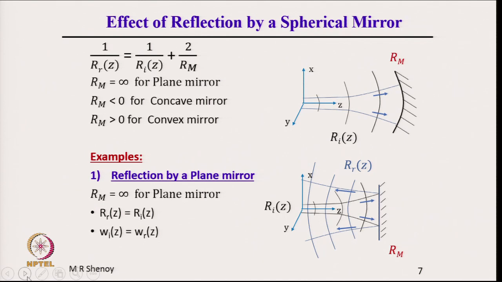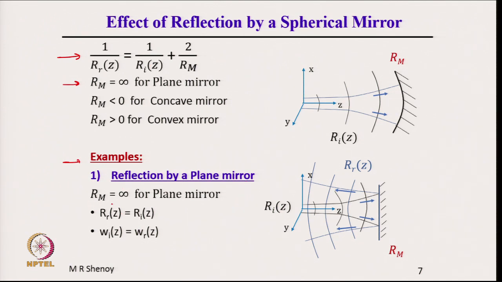So, the effect of reflection by a spherical mirror is here, now the same formula: 1 by R_r of z is equal to 1 by R_i of z plus 2 by R_m of z. Note that R_m is equal to infinity for a plane mirror, and therefore, in the case of a plane mirror we can immediately see that if R_m is infinity, then R_r of z will be equal to R_i of z. That is the first example which is shown here, reflection by a plane mirror.